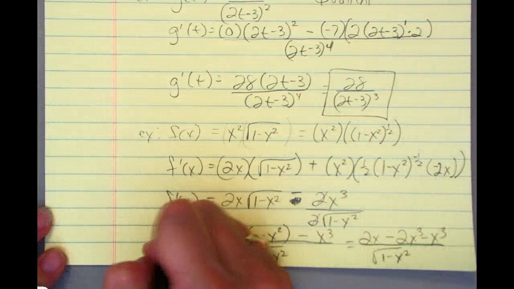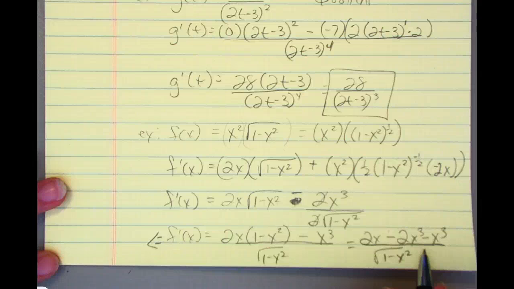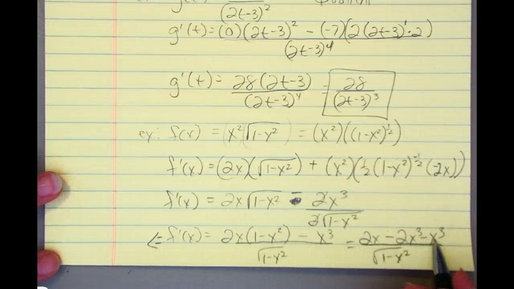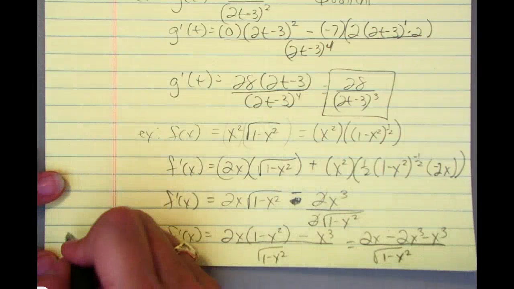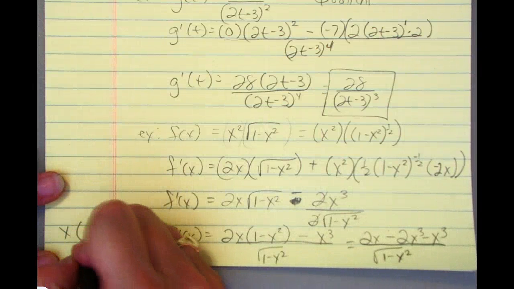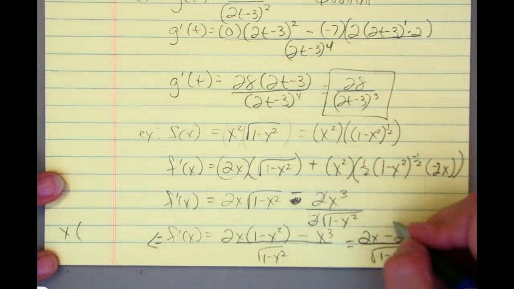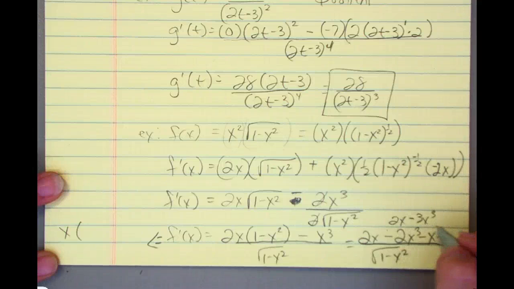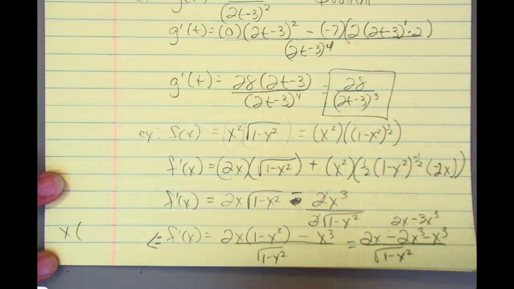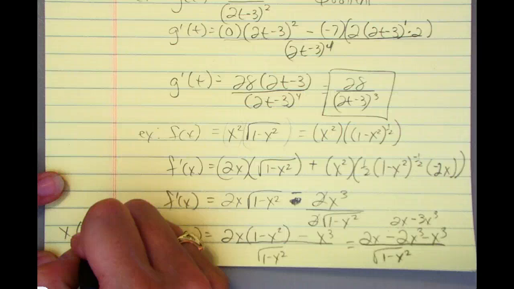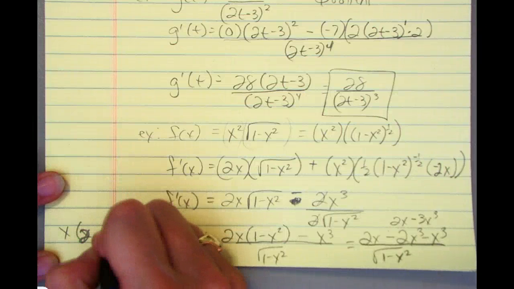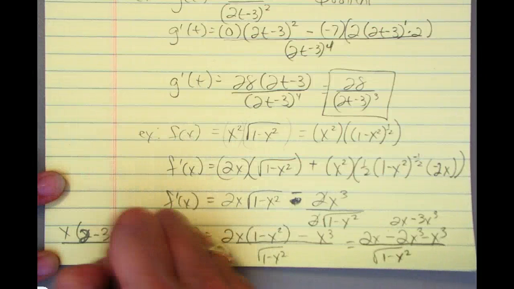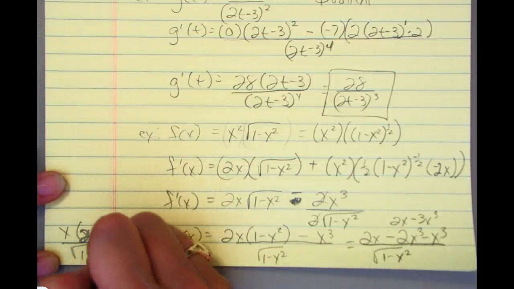I'm running out of room. I guess I will put the answer here in front. I have -2 and -1 of these, so that will be -3 of them. I think I'm going to also take out an x. So maybe I'll write that here. 2x minus 3x cubed. I'm going to go ahead and take out an x. And so that would be 2 minus 3x squared all over the square root of 1 minus x squared.